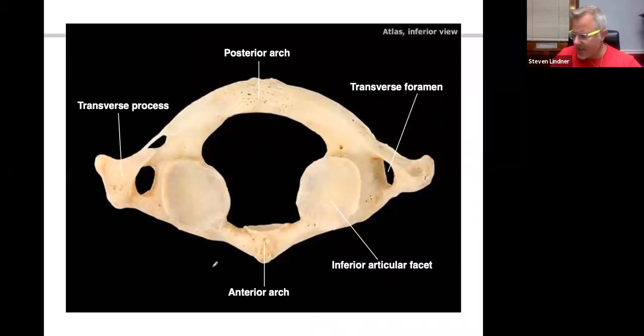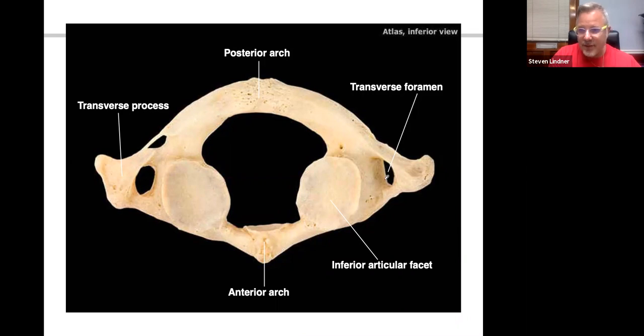So here's a view of the very, very top bone that's called the atlas, which looks like this. Now, an atlas compared to a typical vertebrae looks very, very different. There are some big differences there. So when we look at an atlas, there's an anterior arch and a posterior arch. On the sides, we have transverse processes.